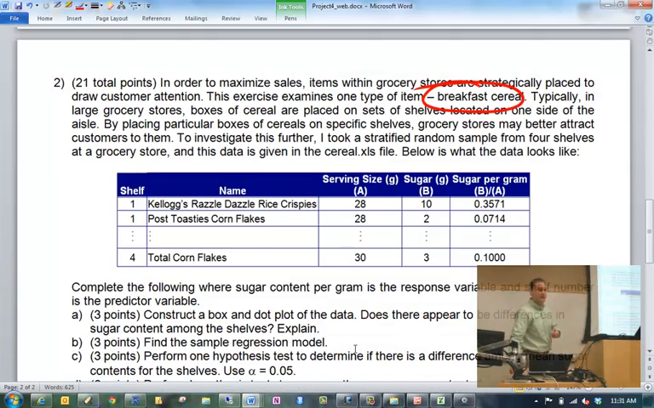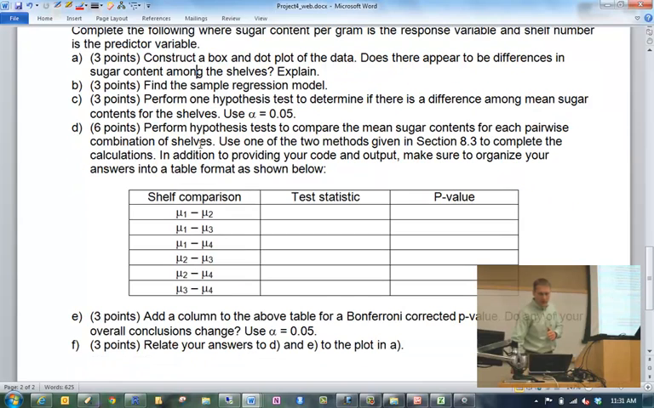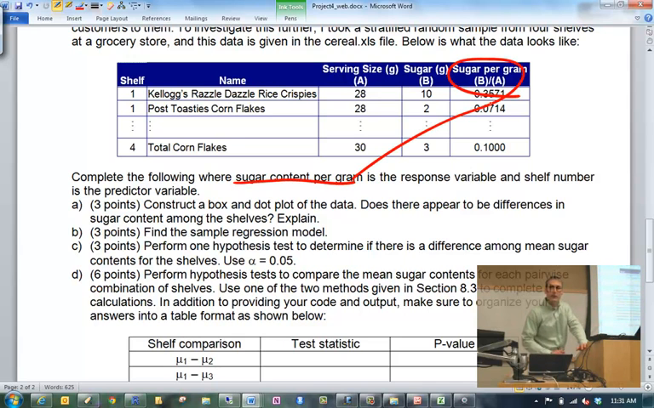So how can we test that? That was why I took this sample, and that's why you're going to do this project, is actually to test that. So part A here, construct a box and dot plot of the data. Does there appear to be differences in sugar content amongst the shelves? I'm sorry, let me back up a second here. So sugar content per gram is your response variable, and shelf number is the predictor variable. Okay. Given that, let's do a box and dot plot of the data.